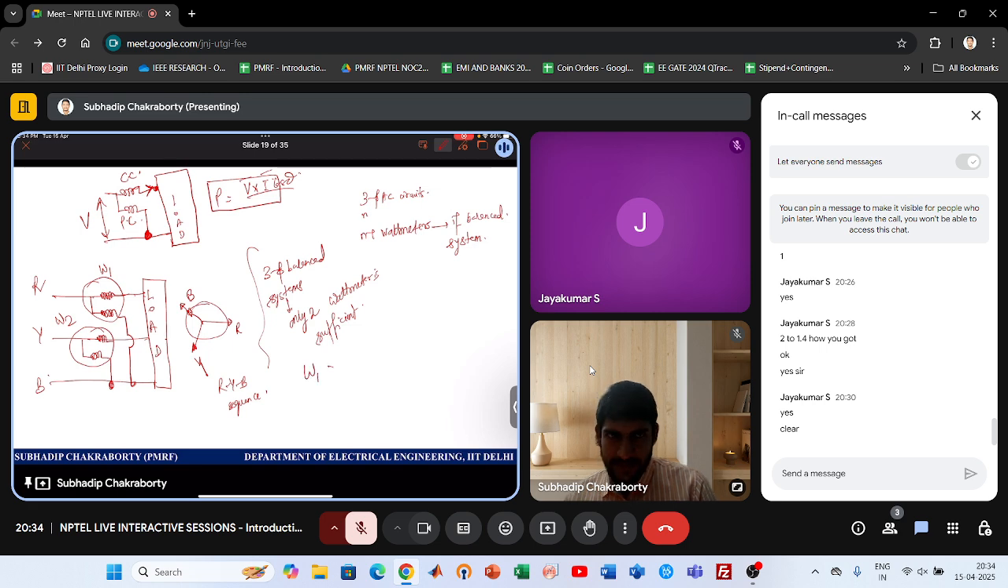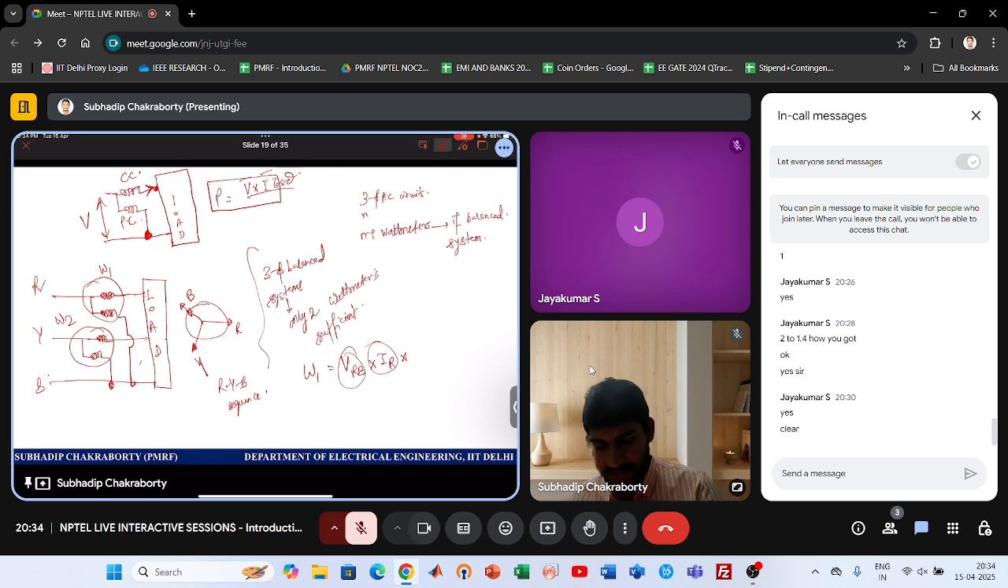Then your wattmeter 1 will read what? This is the line voltage VRB times IR times cos of what is the angle between the line voltage and the phase current? 30 degree plus phi, and for the other, 30 degree minus phi.